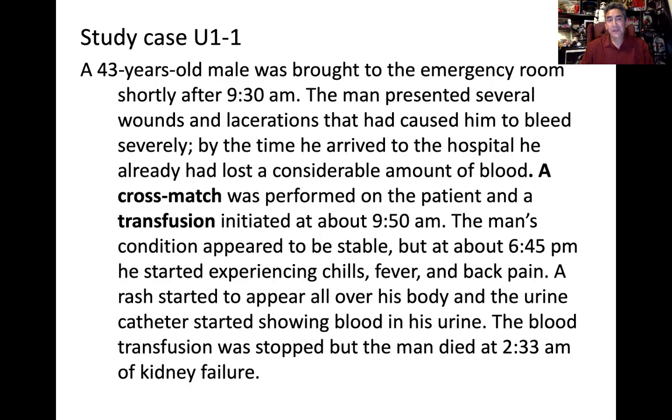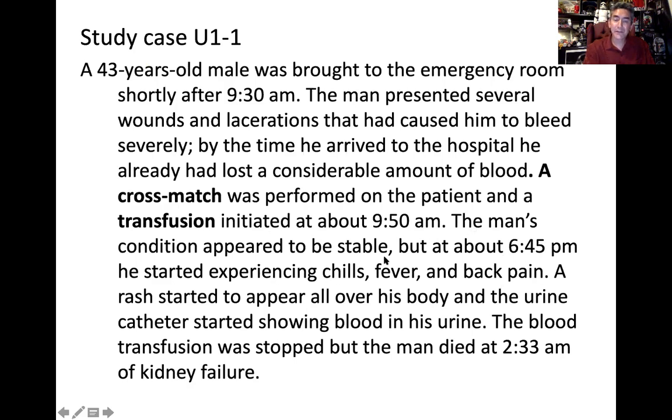All right, so let's see what happened. Early in the morning, we have a 40-year-old male that presented. Seems like we solved the problem at 9:50. There was a cross match and a transfusion. All right, cool. We solved the problem. We're done. Yeah. Well, what happened later in that evening, right?